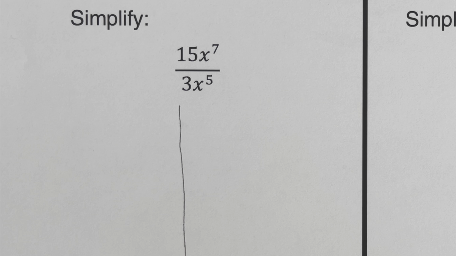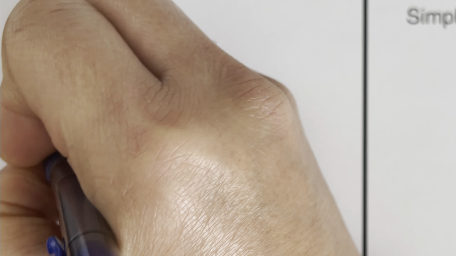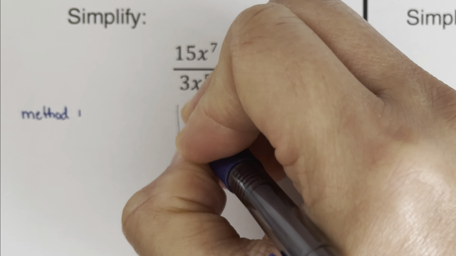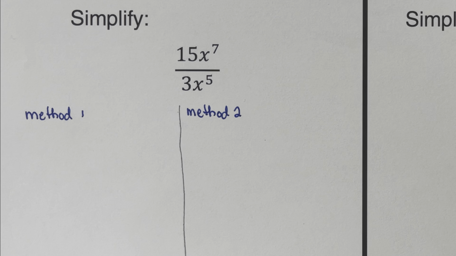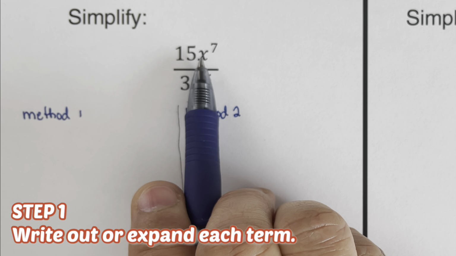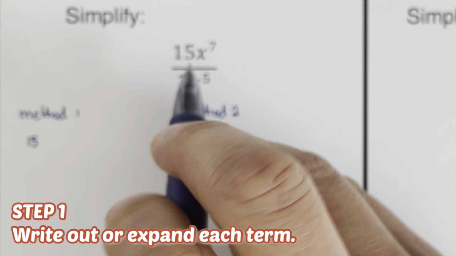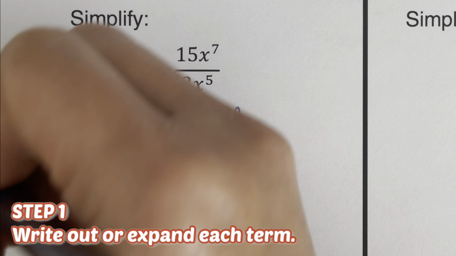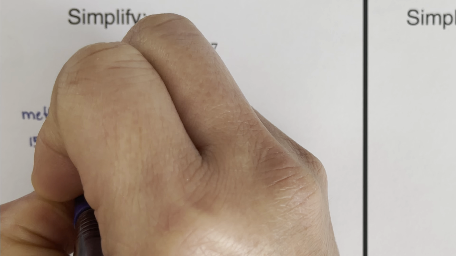Okay, so we go over the problem here. We're going to have method 1 here and method 2 on the other side. I'm just going to go ahead and label the methods here. The first method states that we're supposed to write out or expand each of the terms. So that's 15x to the 7th. I can go ahead and write 15 and then write 7 x's. So that would be 1, 2, 3, 4, 5, 6, 7.